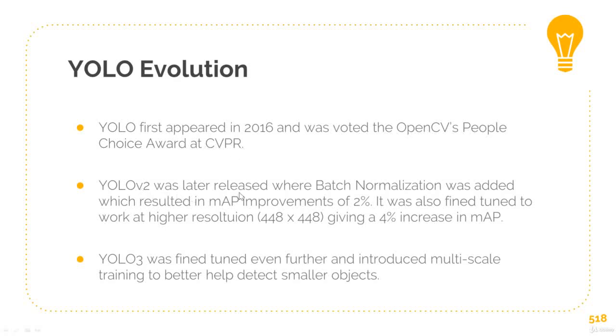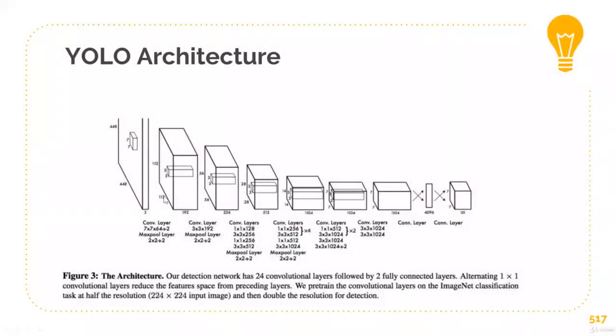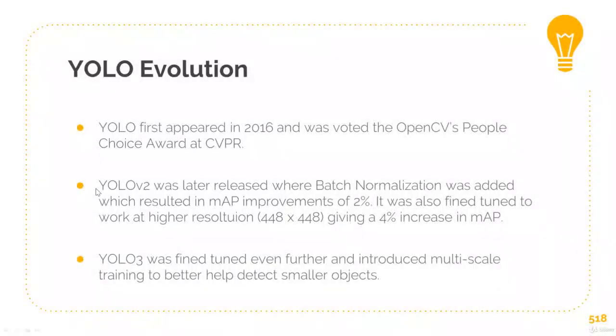YOLO version 2 was later released where batch normalization was added to the CNN. So we do use batch normalization at the end of these layers here, which resulted in a mAP improvement. Remember, mAP is mean average precision, and it improved by 2%, which was quite significant. It was also fine-tuned to work at higher resolution images, giving it a 4% increase in mAP. And then YOLO 3 was fine-tuned even further and introduced multi-scale training to better help detect smaller objects.